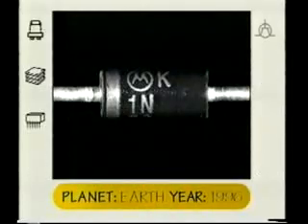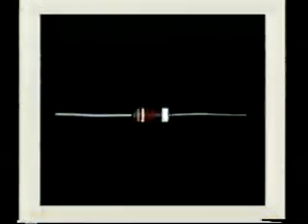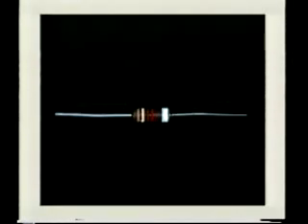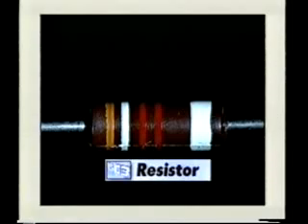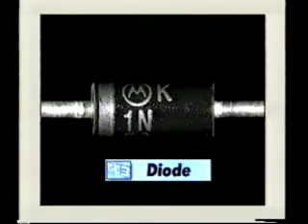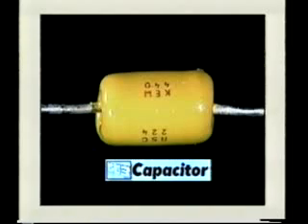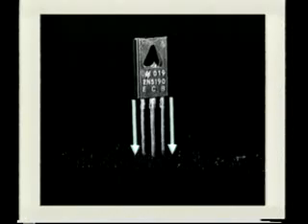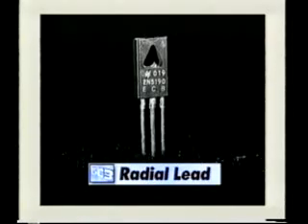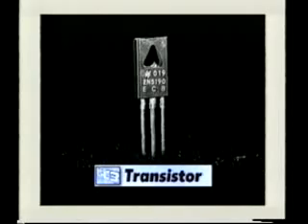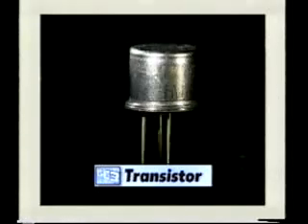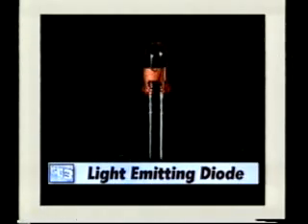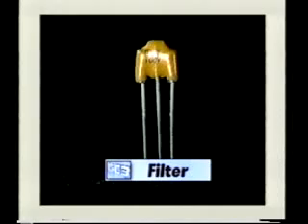There are a great many styles of through-hole components. Components with a lead protruding from each end of the component body are called axial lead components. Typical axial lead components include resistors, diodes, and capacitors. Components with 2 or more leads protruding from the component in the same direction are called non-axial or radial lead components. Typical radial lead components include various kinds of transistors, capacitors, diodes, filters, and crystals.